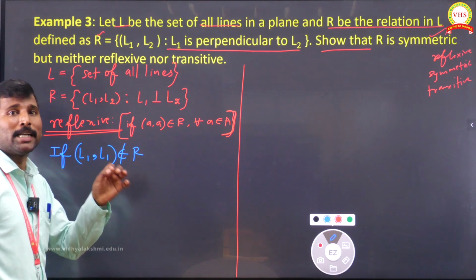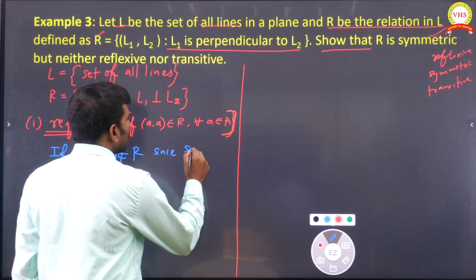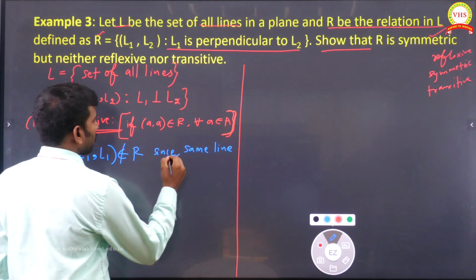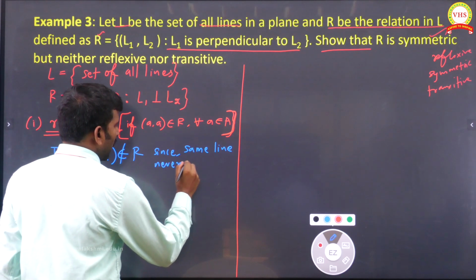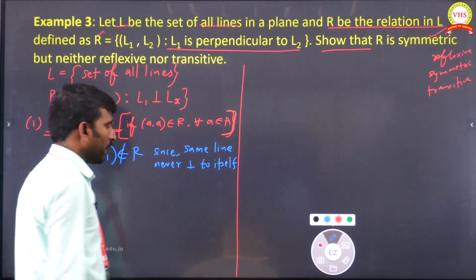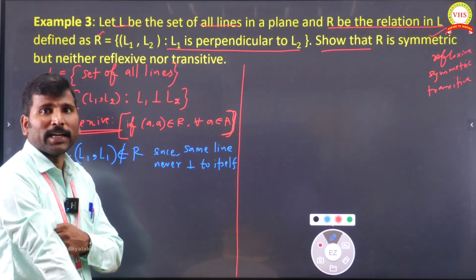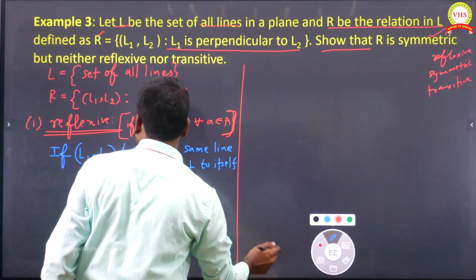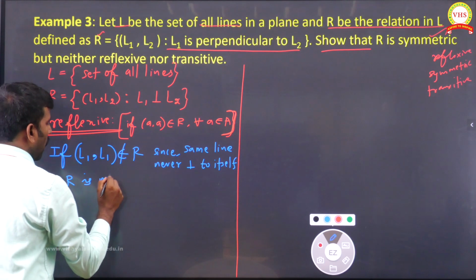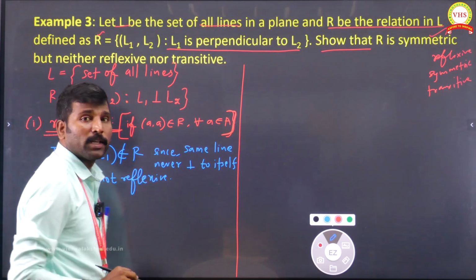What we have to say? Does not belong to R, since same line is never perpendicular to itself. Understand? It's not perpendicular to itself. So what we can say, R is not reflexive. R is not reflexive. Understand?